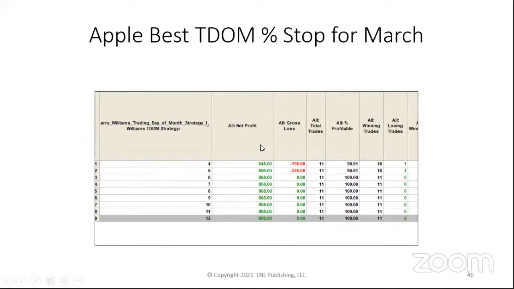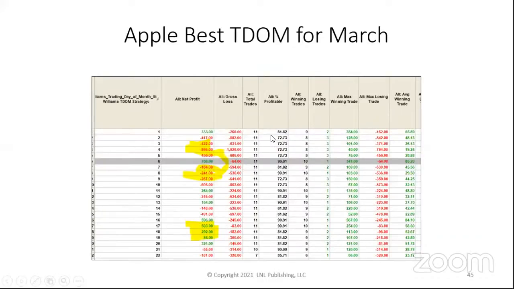Okay, all best. We got the best trading days of the month for March. Trading day 6 pops up, but I don't like that. There's a lot of red around it. Trading day 17, 18, that looks a little bit better because 90% of those trades have been successful. So I'm going to focus on this time period.